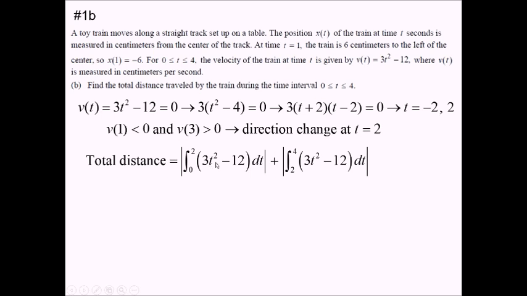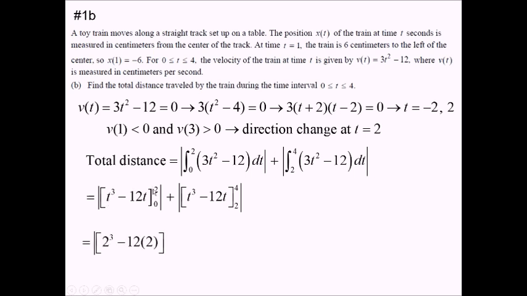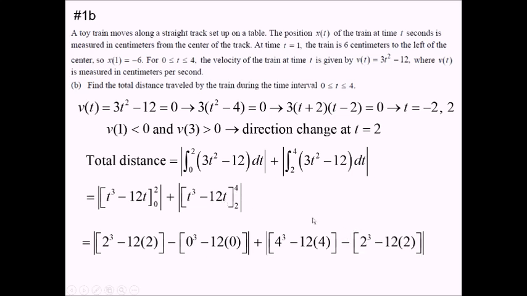This is going to be t cubed minus 12t, evaluated from 0 to 2, absolute value of all that, plus this thing over here is pretty much exactly the same, only we're evaluating it from 2 to 4. So I've got absolute value of all this stuff with 2 plugged in, minus all this stuff with 0 plugged in, plus absolute value of all this stuff with 4 plugged in, minus all this stuff with 2 plugged in.